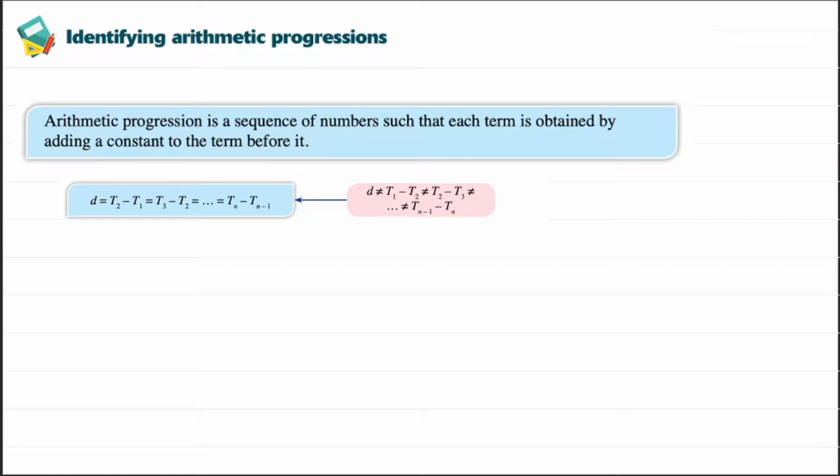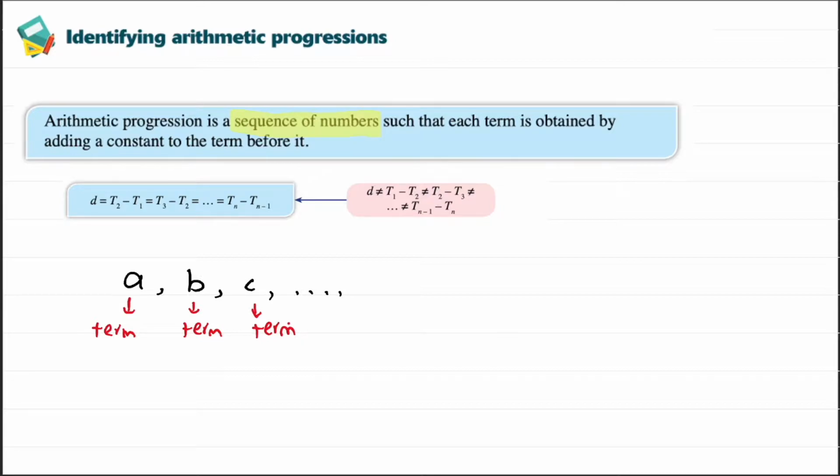Okay, so arithmetic progression is actually a sequence of numbers such that each term is obtained by adding a constant to the term before it. Okay, so suppose you have a number A and then comma B, comma C and so on. So A, B, C dan seterusnya kita panggil dia sebagai sequence. Dan setiap daripada nombor di dalam sequence itu kita panggil dia sebagai term. So this one is term, this one is term, and this one is also term.